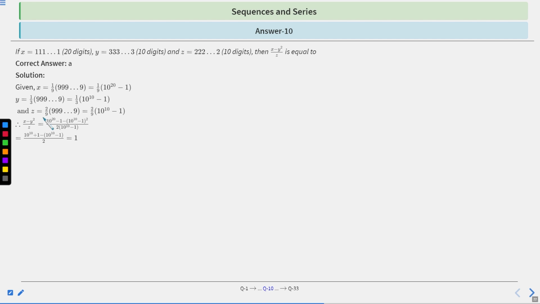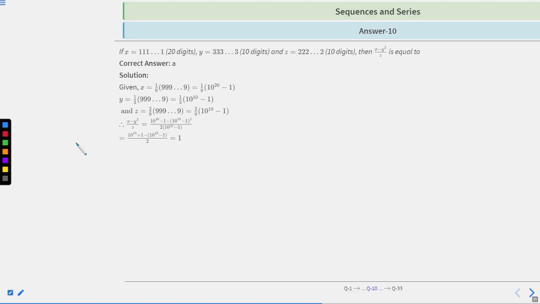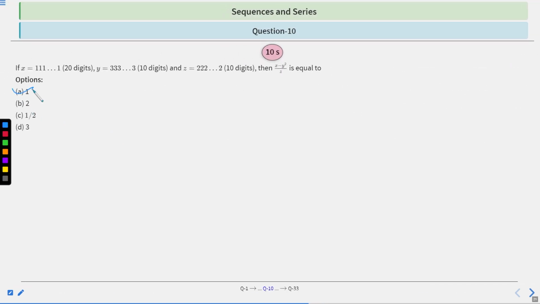And for z, take 2 common. So it will be 111 till 10 digits, and divide and multiply by 9. So z can be written as 2 upon 9 times 999 till 10 digits, which can be written as 2 by 9 into (10 to the power 10 minus 1). Now by putting the values of x, y and z, and after solving, we will get the solution as 1. So I think option A is the right choice. Let's move to the next question.